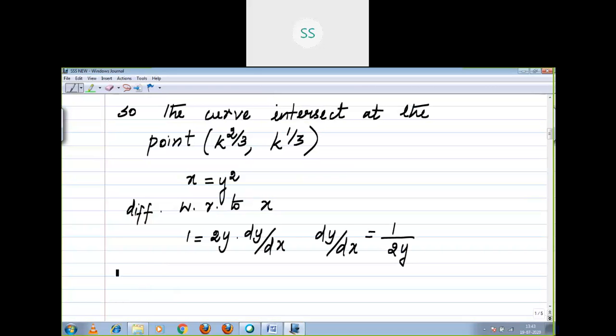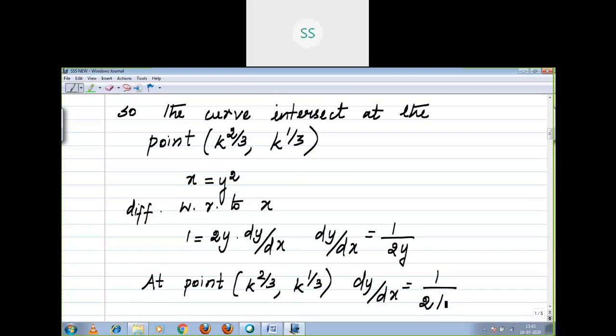You know the value of y. At the point (k power 2 by 3, k power 1 by 3), dy by dx equals 1 by 2 into k power 1 by 3, which is equal to m1. That is the slope of the first tangent.